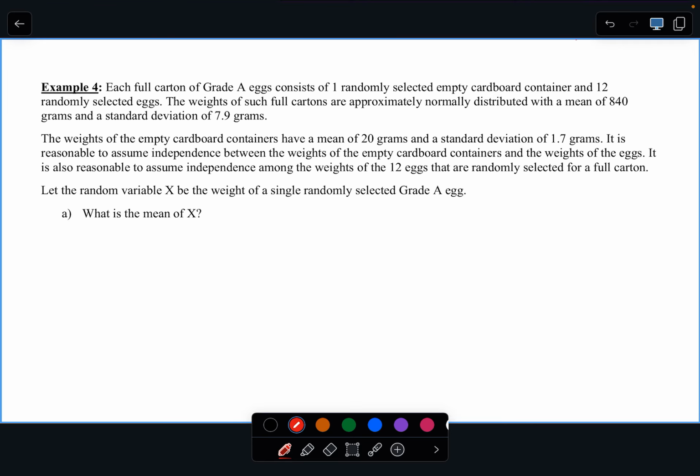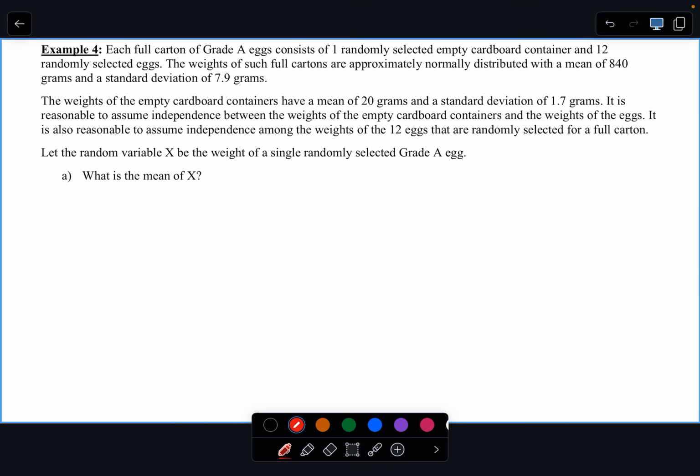We're going to talk eggs and they're going to be like, there is a carton. The eggs go in the carton. The carton weighs something, like all of these things. So it's very descriptive, but I don't need all that information to overwhelm me when I'm trying to answer an FRQ. So in this case, they say each full carton of eggs consists of one randomly selected empty cardboard container and 12 randomly selected eggs.